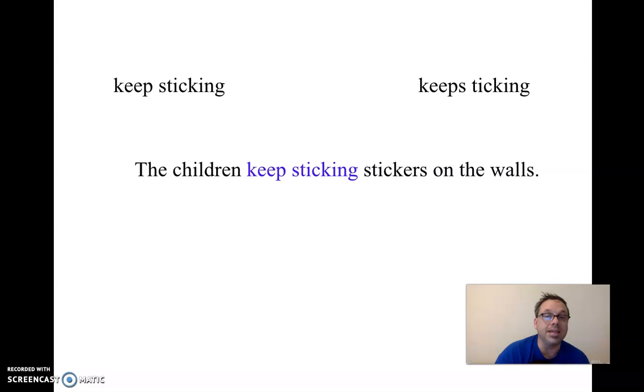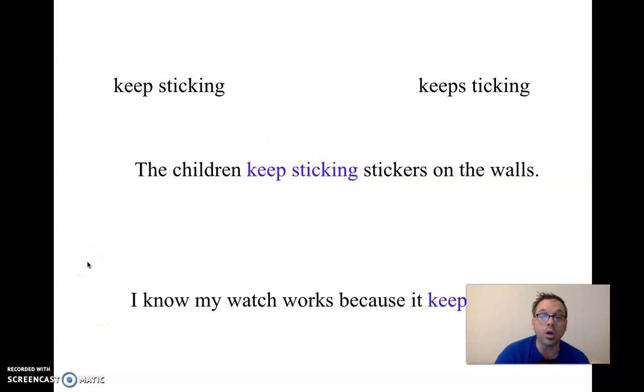The children keep sticking stickers on the walls. The children keep sticking stickers on the walls. Keep sticking, sticking. I know my watch works because it keeps ticking. Keeps ticking. The S and the T. Try another group.